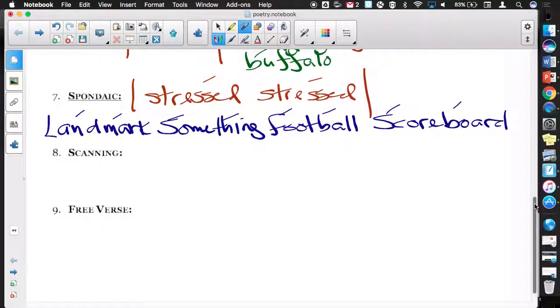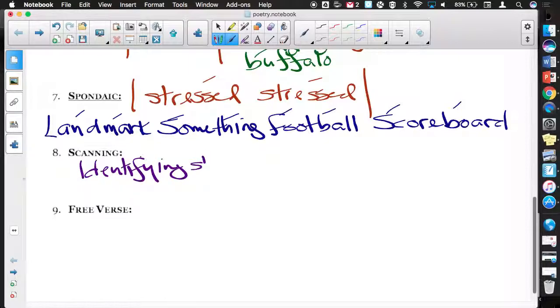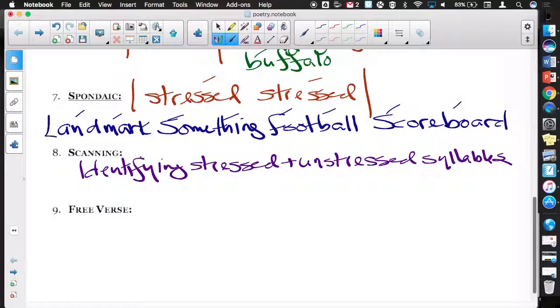All right. Scanning. Scanning is not a type of meter like we have going on here. Scanning is simply identifying stressed and unstressed syllables. So if you're told that you have to scan a poem, you're simply going to go through and identify the stressed and unstressed syllables. Nothing more than that.